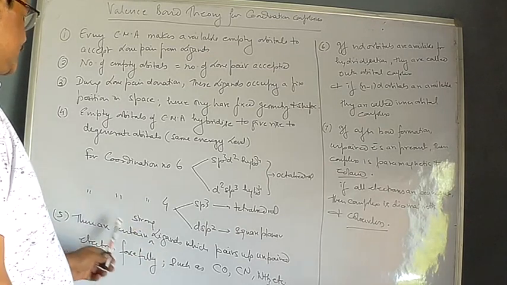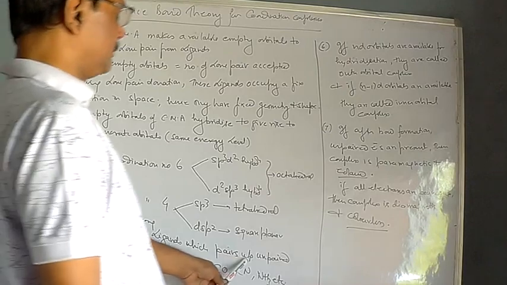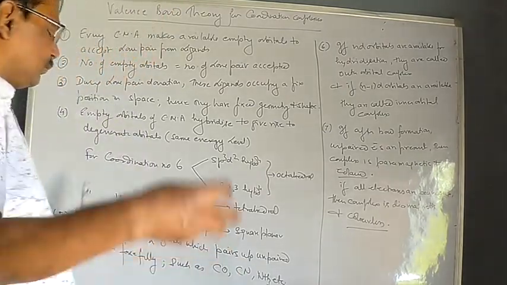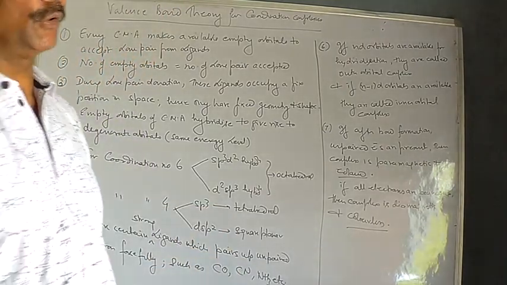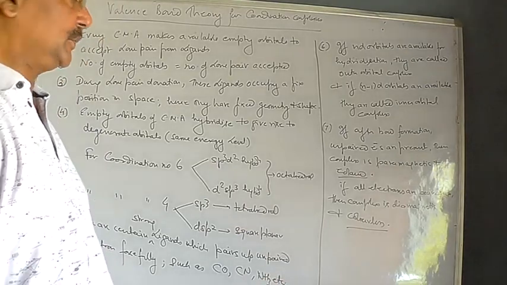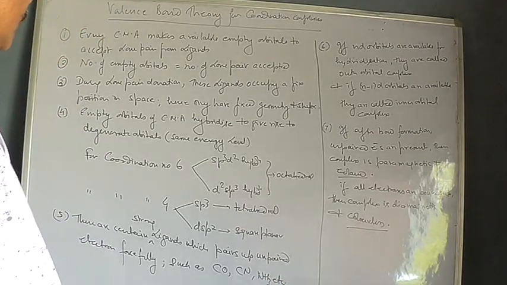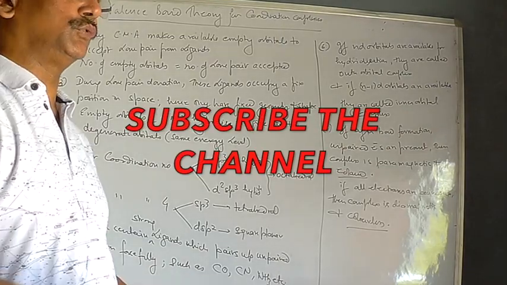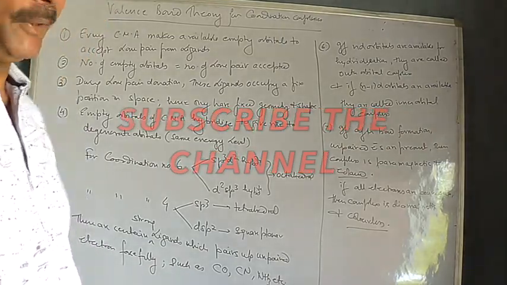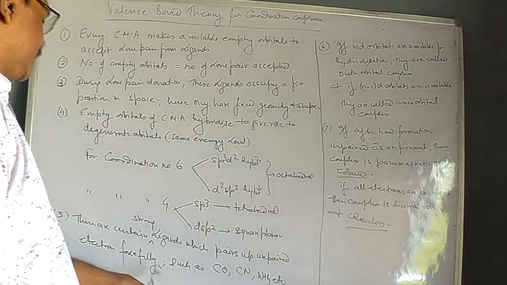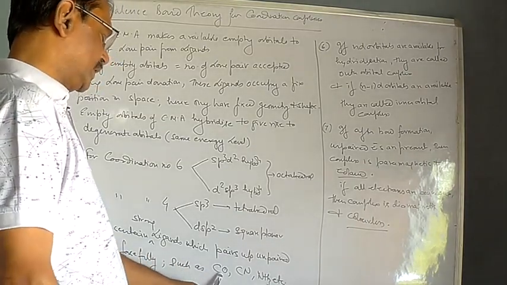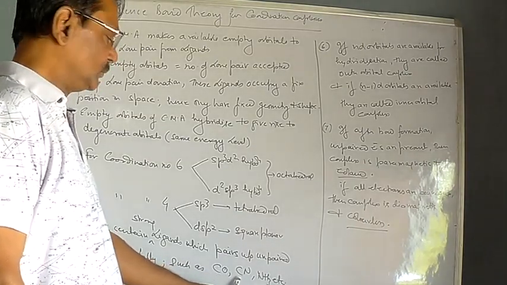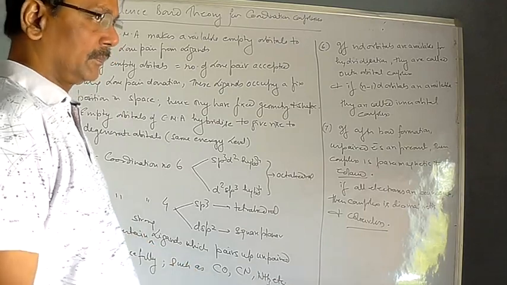Point number 5, there are certain strong ligands. Remember class, there are certain strong ligands which pair up unpaired electrons forcefully. If unpaired electrons are present in the valence orbital of the central metal atom, then these ligands, if present, will forcefully pair up unpaired electrons. And such ligands are CO, that is carbonyl, CN, cyano, and ammonia.